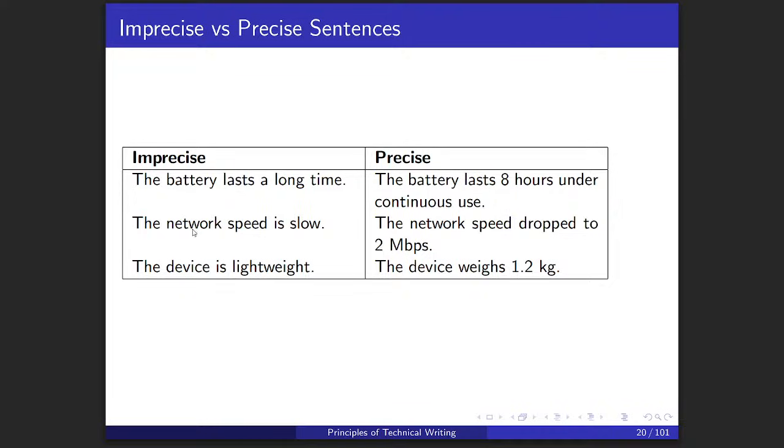Okay. "The network speed is slow." Instead of mentioning this, I am writing "the network speed dropped to 2 Mbps," such that a user will understand, okay, this is the situation. This is how accurate the paper is. "The device is lightweight." Instead of saying lightweight, I write "the device weighs 1.2 kg."